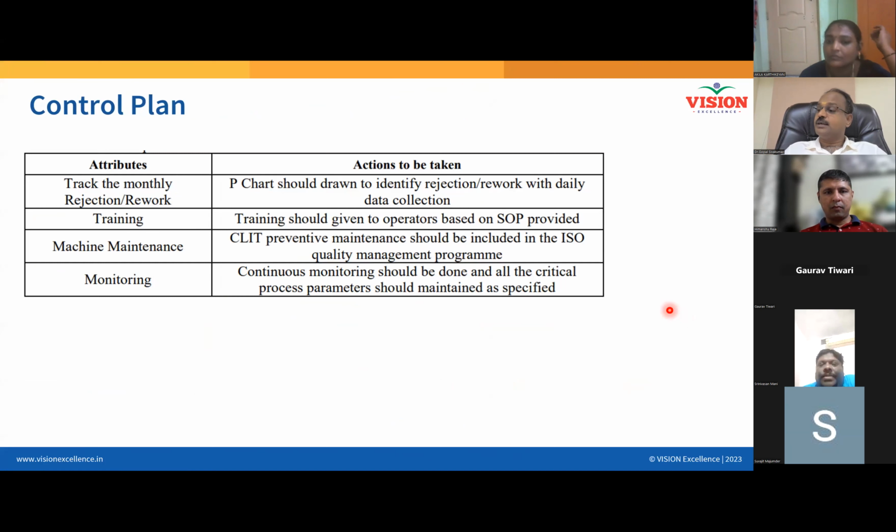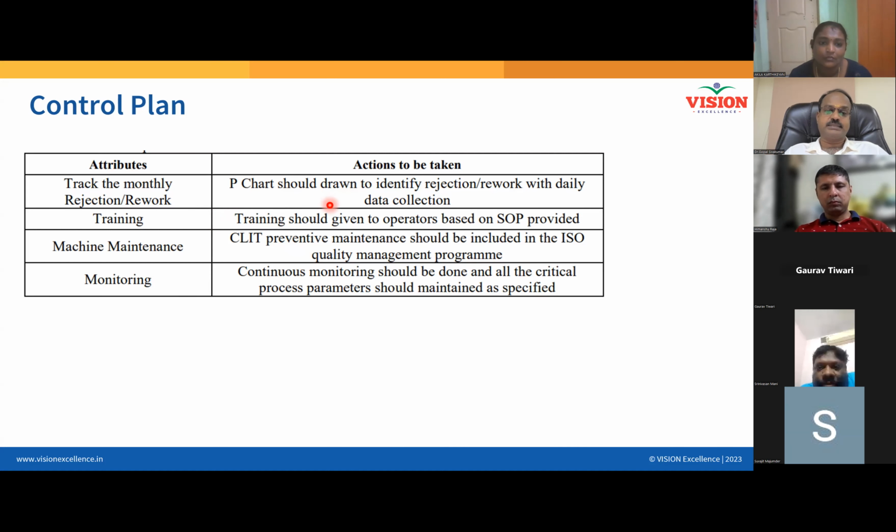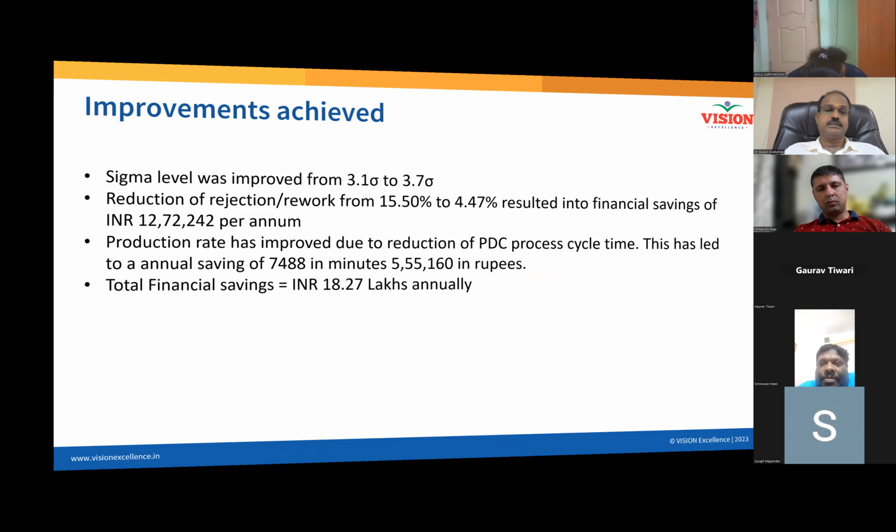And now there is a control plan. So what should we do so that the same problem cannot come again? The team has decided to monitor the rejection percentage. They want the rejection percentage to be within a certain limit. And then the training has become their regular activity, and similarly the maintenance has become a regular activity. And monitoring of some of the critical factors has also become a regular activity. So this is known as the control plan suggestion.